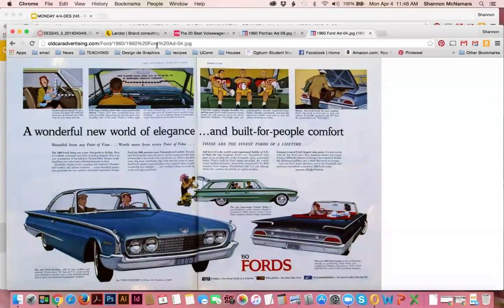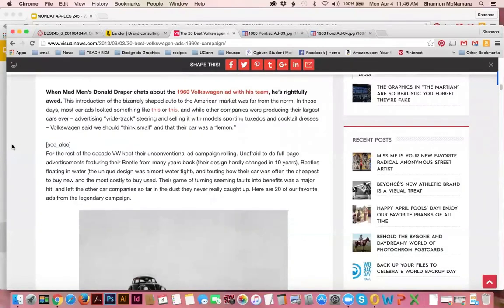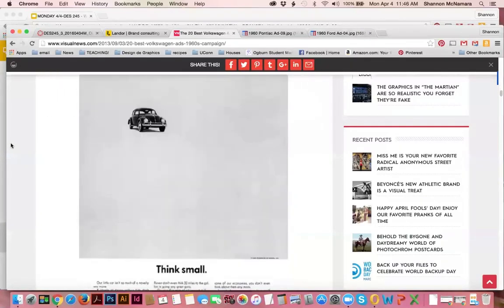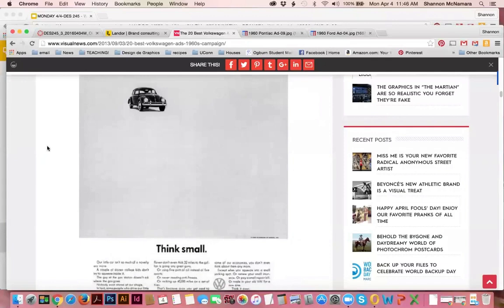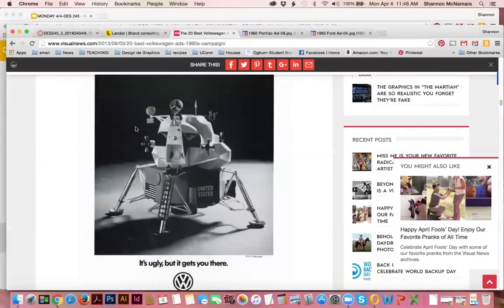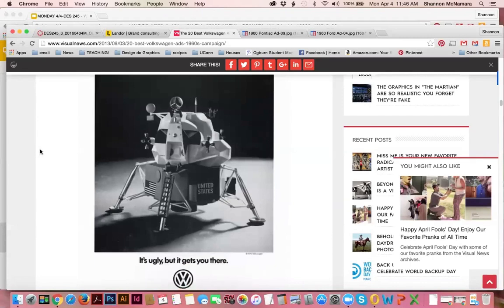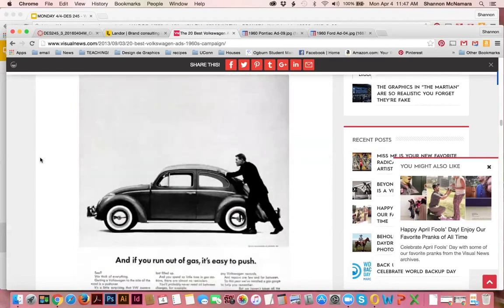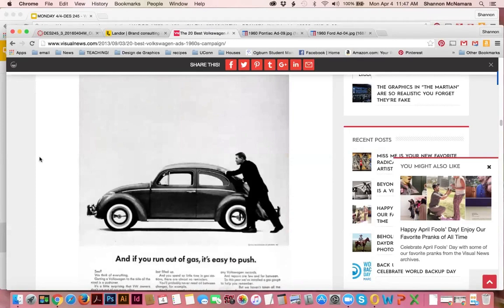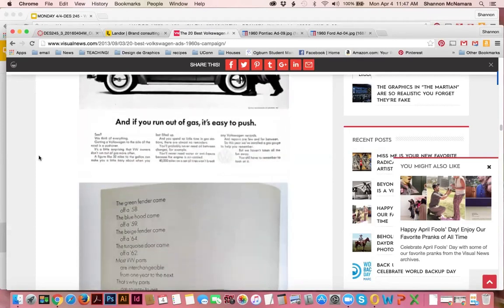And they did this throughout the 60s. Their advertising was later known to be completely genius. They did think small. They realized their car was totally different than every other car on the market. "It's ugly, but it gets you there." Capitalizing on the U.S. going to the moon during that time: "Presenting America's slowest fastback." That's kind of funny. "And if you run out of gas, it's easy to push." I mean, these ads, they got noticed.